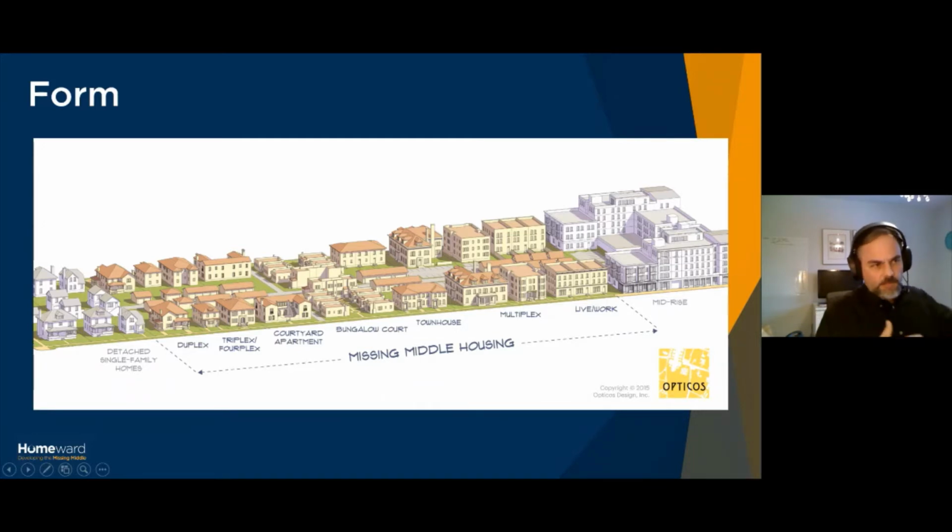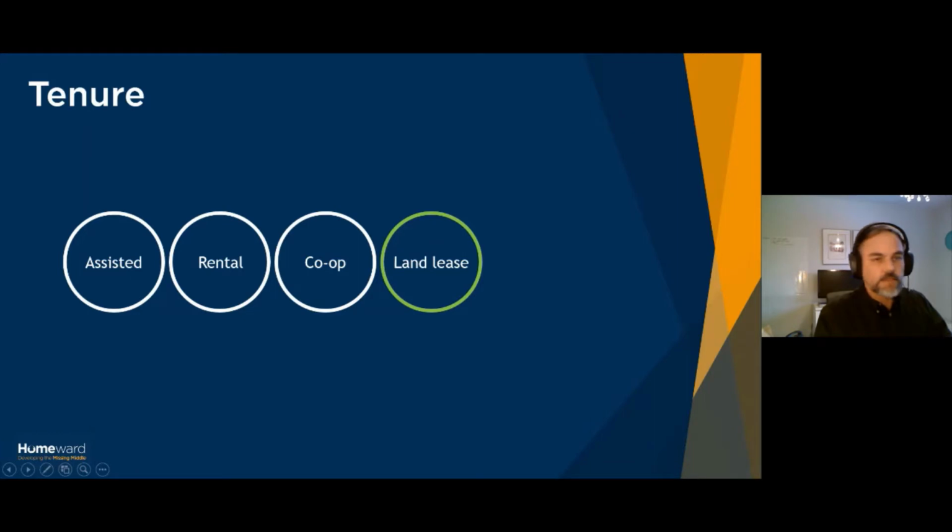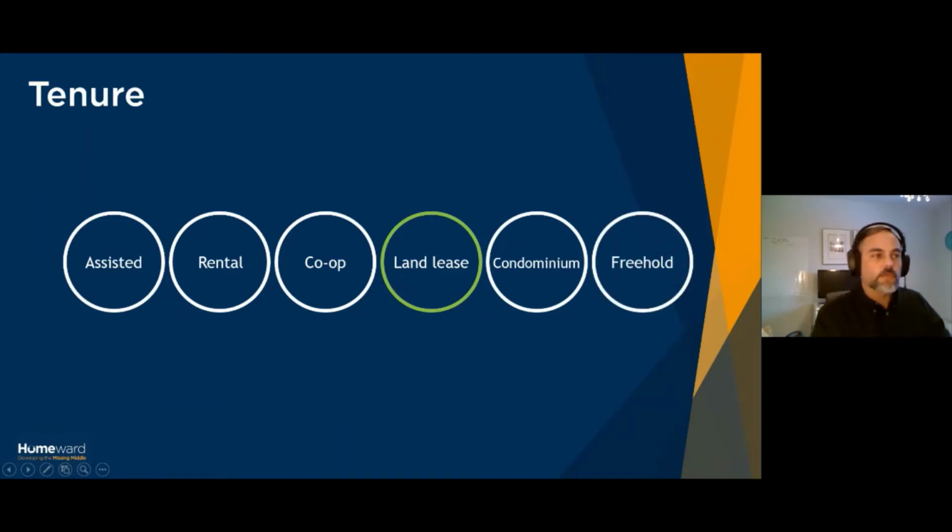But I'm going to suggest that we also expand that discussion. So it's not just about form, it's also about tenure. And in a simplified way, if we look at the types of tenure we have for housing, there's assisted housing, rental housing, cooperatives and other similar models. There's land lease, which is essentially getting more into ownership, then into condominium, and then right to freehold ownership. And again, as we have that continuum in terms of form, there is also a continuum of tenure. And that's something that we need to make sure as community builders that we're addressing, that it's not just the shape and size of the homes, it's how people are living in them through tenure.